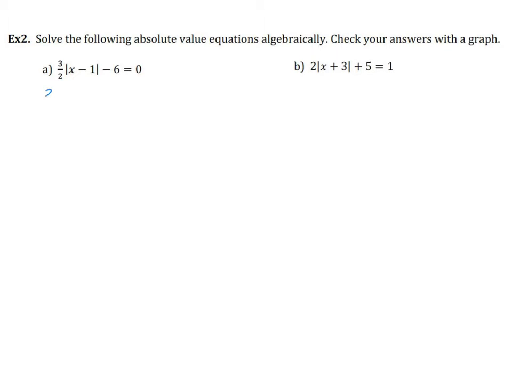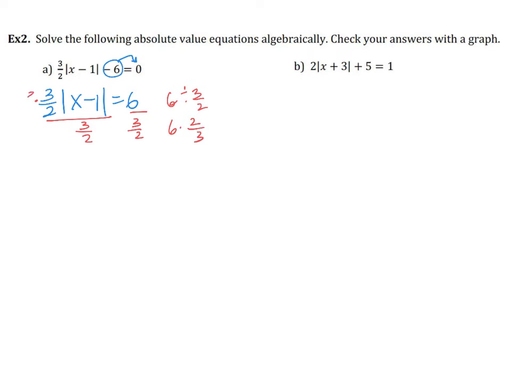Okay, step number 1 is to isolate your absolute value. So the first thing I'm going to do is move my -6 to the other side to make that a +6. Then I want to put the 3/2 on the other side. I'm dividing by 3/2, right? But if I divide by 3/2, 6 divided by 3/2 is the same as multiplying by 2/3.